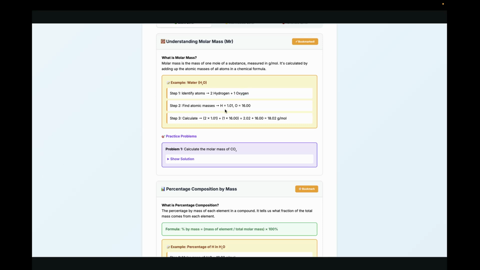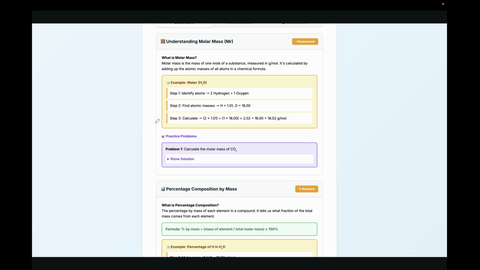Step 2, find the atomic masses in the periodic table. So the hydrogen is 1.01, oxygen is 16. Step 3, calculate. So I have 2 of the hydrogens, every one of them is 1.01, plus 1 of the oxygen, which is 16. So the total is 2.02 plus 16 equal to 18.02.